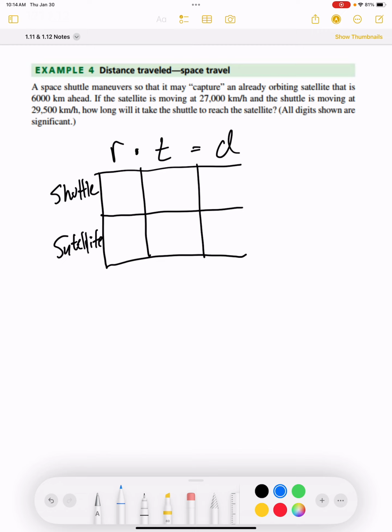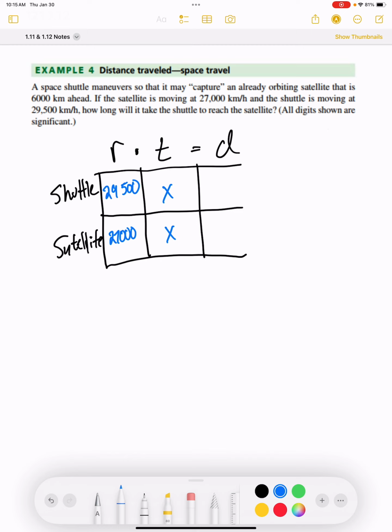Now I'm filling this in. Now rate, that is speed. Well, how fast are they moving? Well, it says the satellite's moving at 27,000, that's kilometers per hour, right? Then it tells me the shuttle's moving at 29,500 kilometers per hour. All right. How long will it take the shuttle to reach the satellite? So time, we don't know the time. I don't know how long it's going to take.